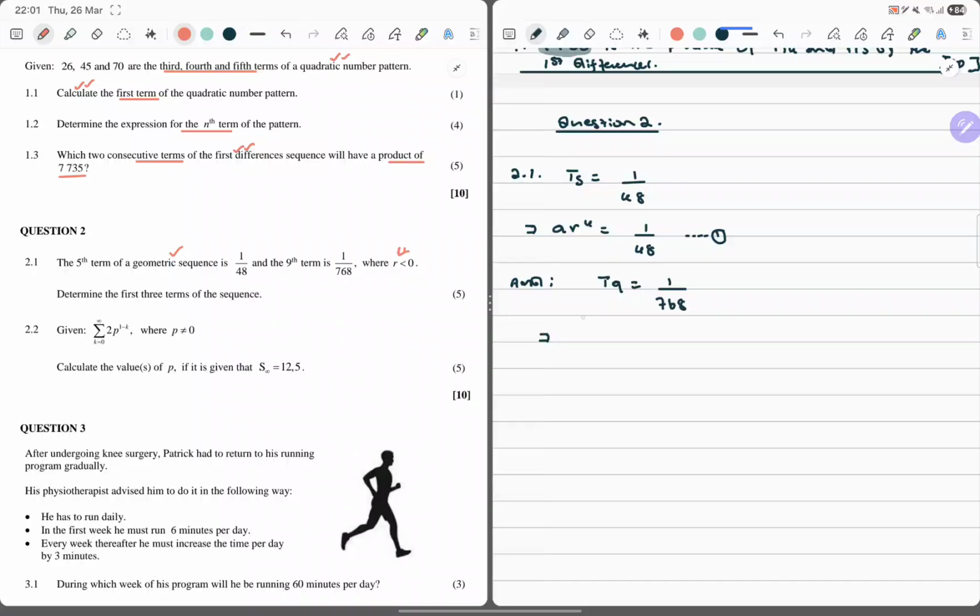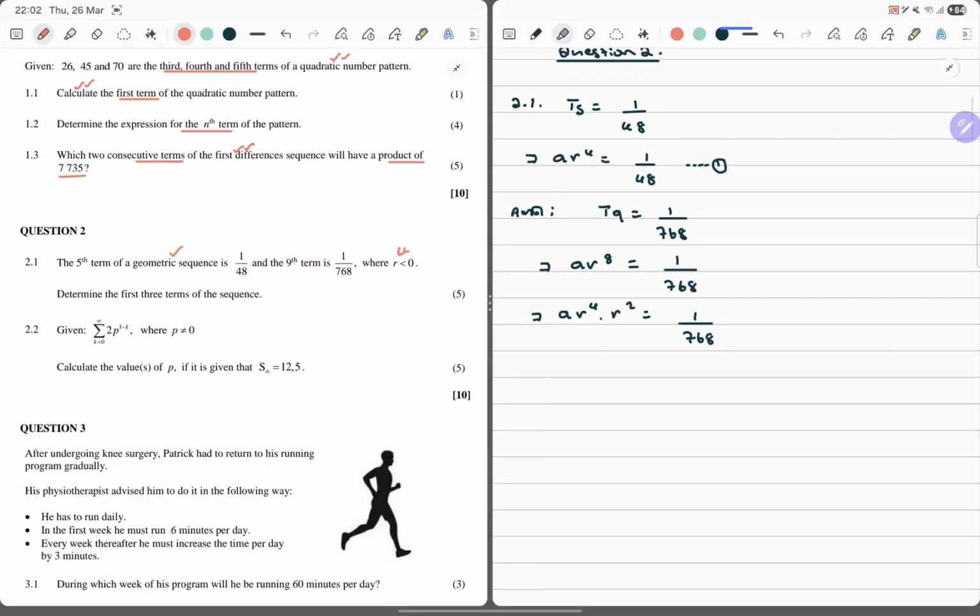Now what does this mean? AR to the 8 is going to be 1/768. But now we can use our gymnastics and say this is the same as AR to the 4 times R to the 2, equal to 1/768. What do we know? We know who this guy is from above. So we just move nicely. We know that this is 1 over 48.